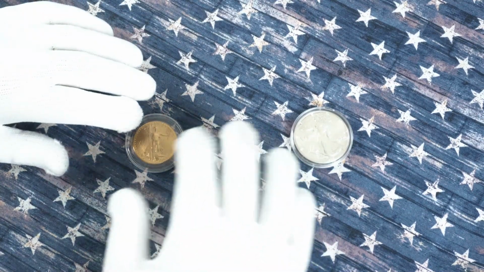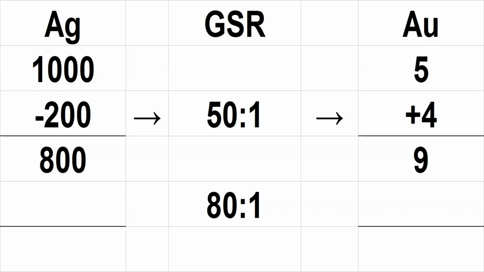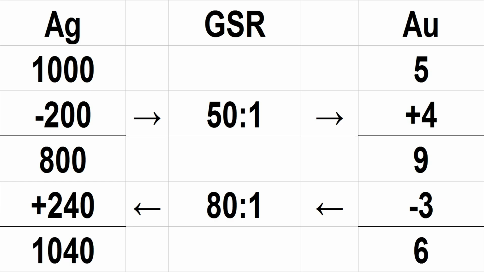Now let's assume the GSR increases to 80:1. You decide it's time to switch back. You take 3 ounces of gold and convert it into 3 times 80, which is 240 ounces of silver. You are left with 1,040 ounces of silver and 6 ounces of gold.